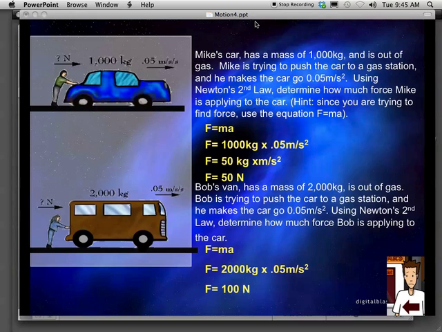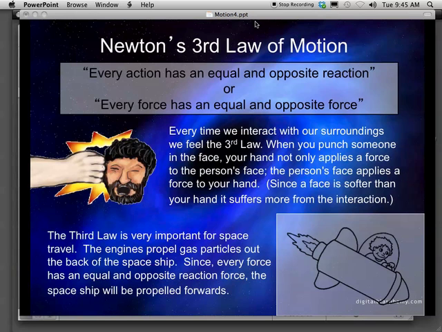All right, so do we understand how to apply Newton's second law? We do. All right, Newton's third law. Newton's third law states that every action, or every force, has an equal and opposite reaction. For example, if I were to punch Jimmy in the face, my fist would be exerting a force on Jimmy's face. But Jimmy's face would be exerting an equal force on my fist in the opposite direction. So that's an equal and opposite force.